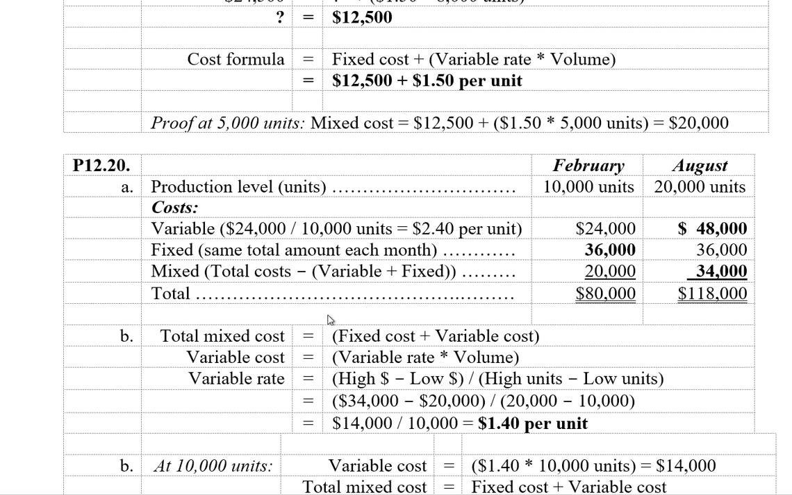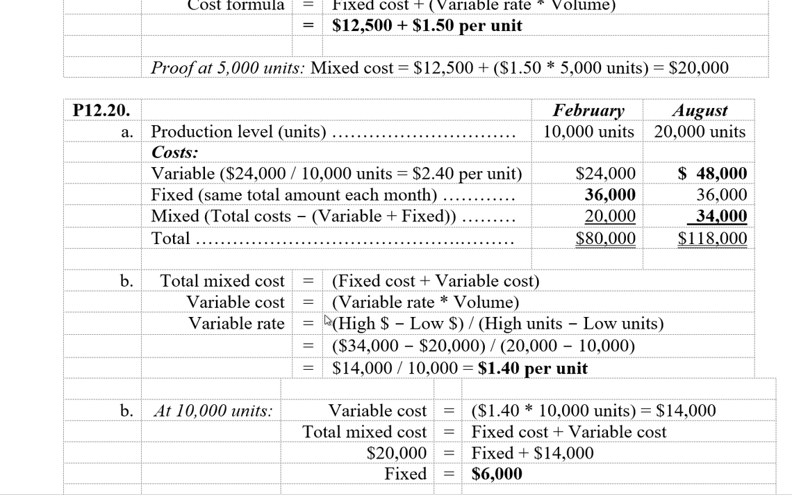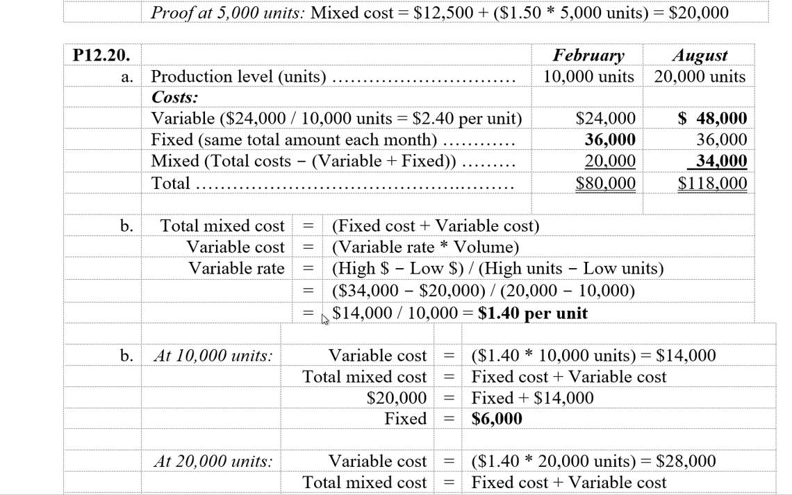Guys, we're going to scroll down to 1220, and we're going to talk here about mixed cost. If you have a set of costs that you have run up for a level of production, it's not always easy to separate between variable and fixed cost. So in this particular problem, we have two different production levels.